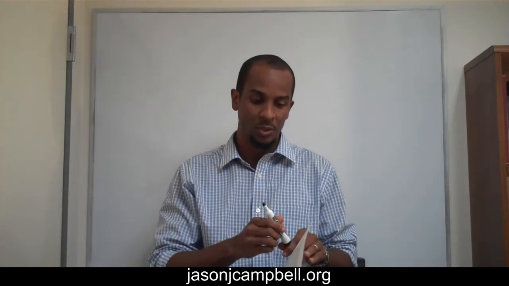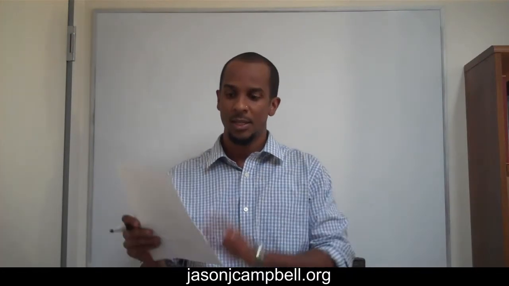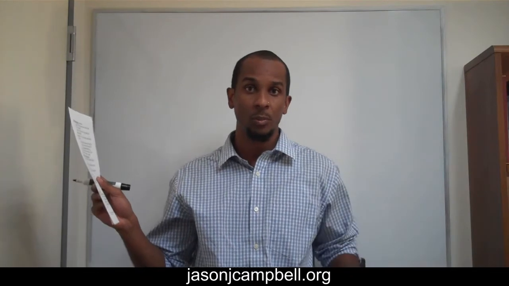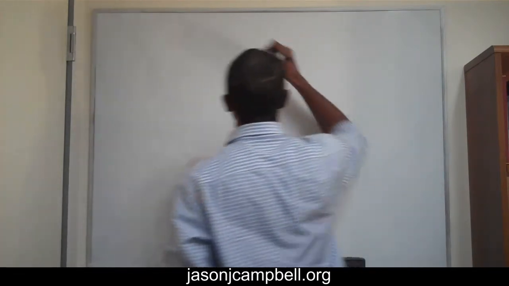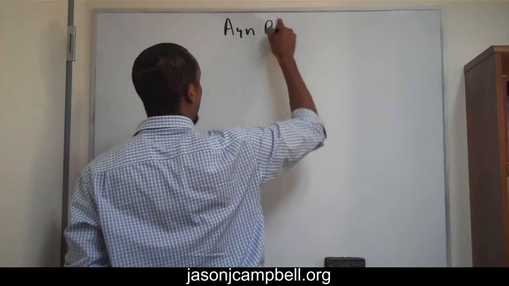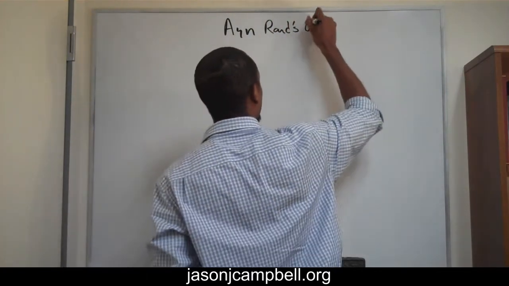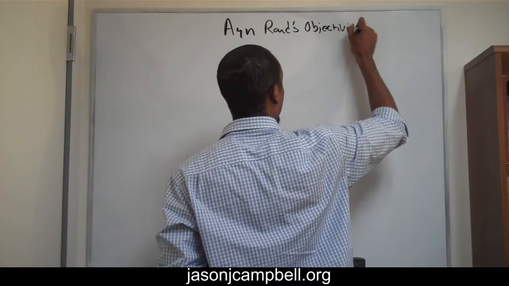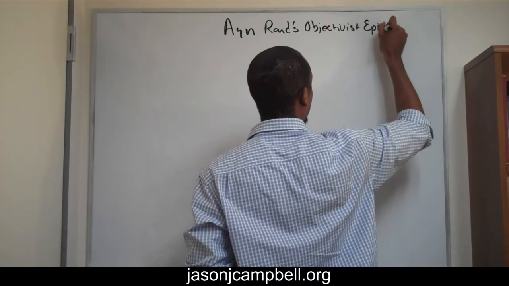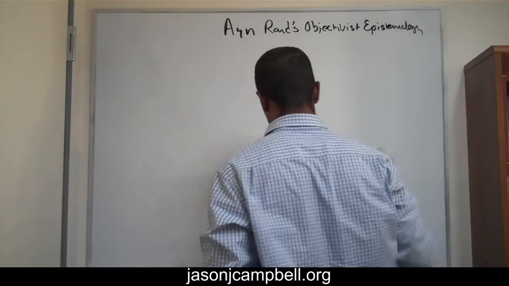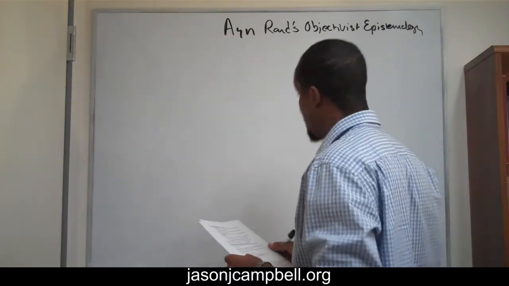The analysis is coming from Ayn Rand's Introduction to Objectivist Epistemology. My analysis is going to be exclusively on her epistemology, and I want to continue and complete Chapter 1 in this lecture. This lecture is specifically titled Chapter 1, Section 2, 1.2 in the notes. So this is Ayn Rand's Objectivist Epistemology.